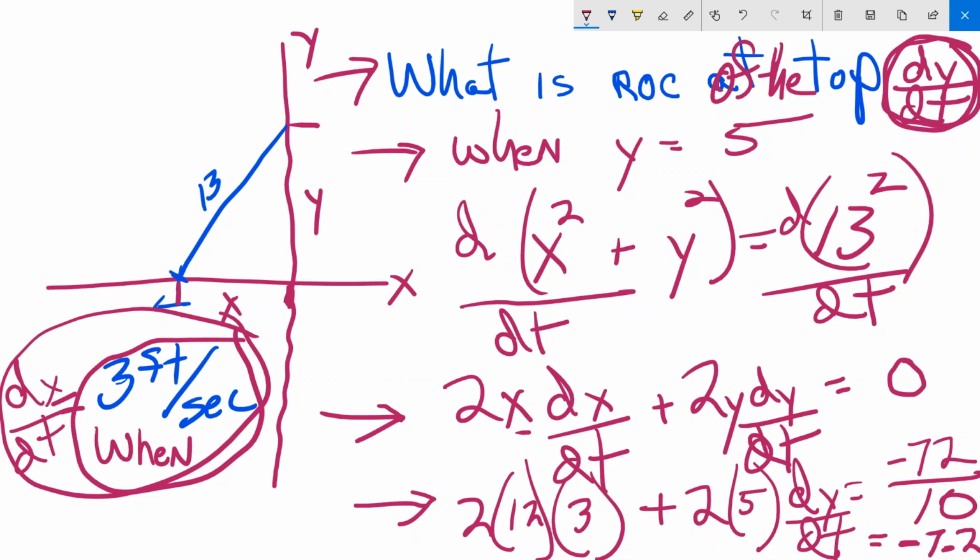If you're moving to the right, velocity is positive. Or if you're moving up, velocity is positive. If you're moving down, velocity is negative. If you're moving to the left, velocity is negative. And that's why this problem's a little bit tricky, because I don't blame you for thinking that dx dt was negative because it's moving to the left. But with these related rate problems, it has everything to do with whether x is increasing in size or decreasing in size.